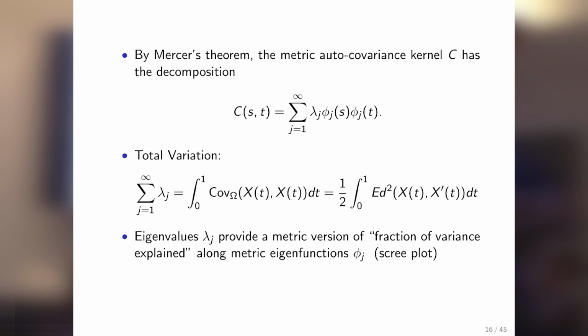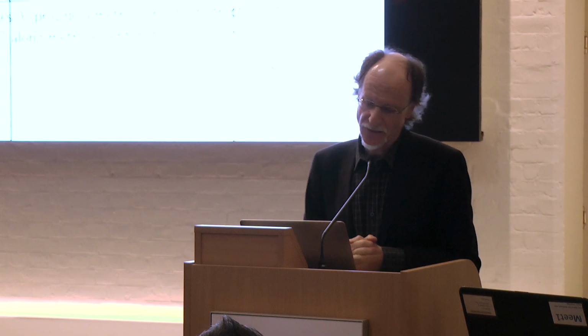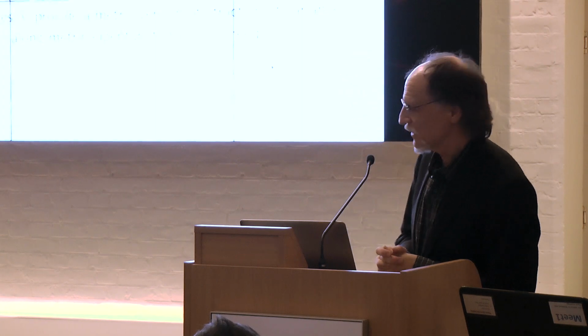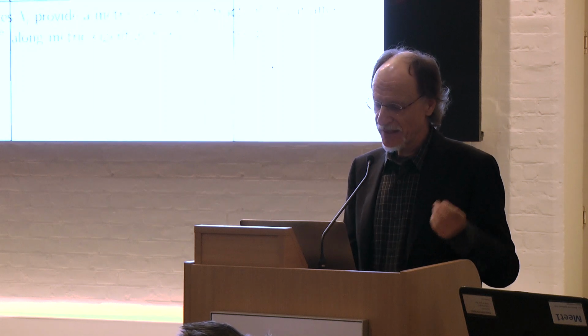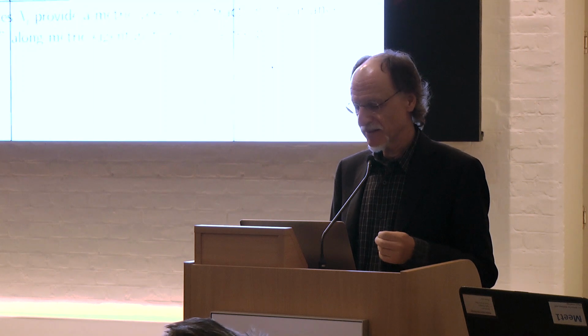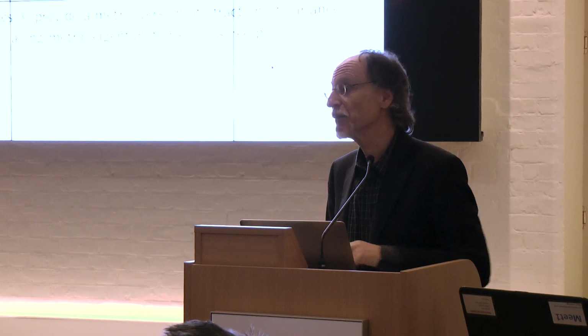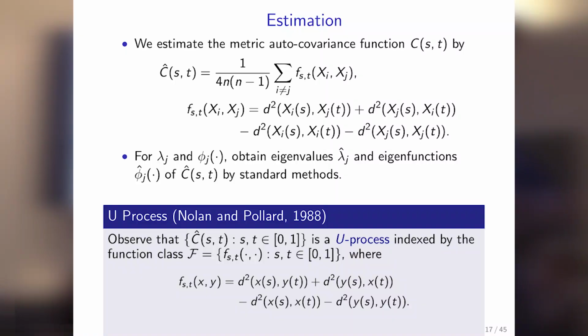The total variation can then be written as the integral over this variance at each t, the covariance of x of t with x of t, which is the metric variance, and it can be written as 1/2 the integral of the expected value of d square x of t, x prime of t. And the eigenvalues, which we got now, provide a metric version of the fraction of variance explained along metric eigenfunctions. So we can do a scree plot, for example.